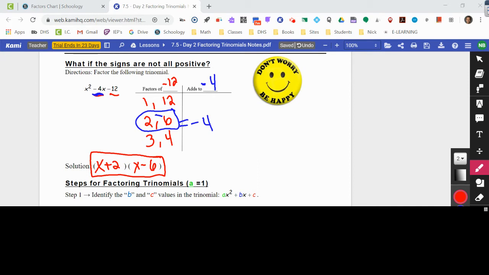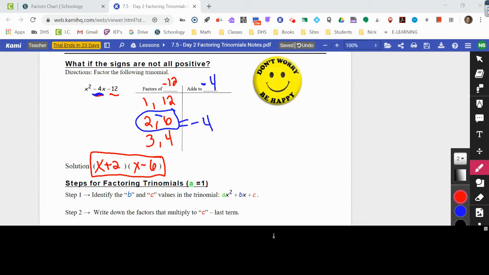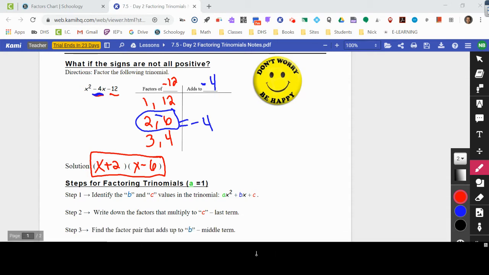We want to identify the b and c values in the trinomial of ax squared plus bx plus c when this a term is 1. Then again, write down the factors that multiply to c. List out the factors that multiply to my last term and find the factored pair that adds to the middle term. Except now my middle term could be negative or positive, and my factors could be negative or positive.